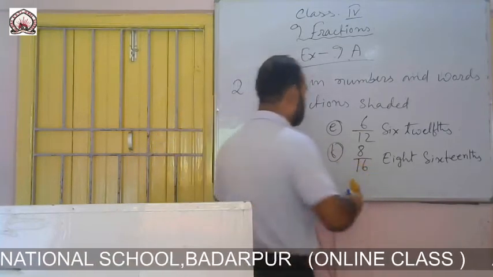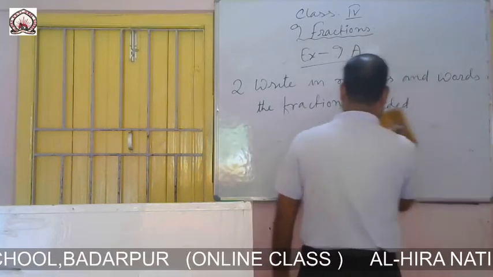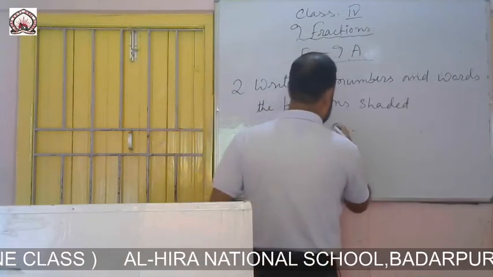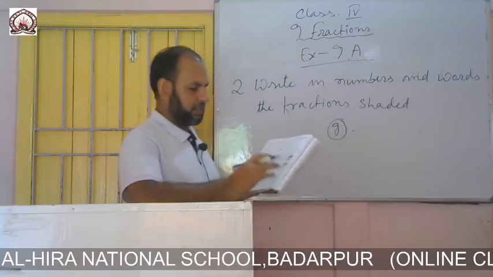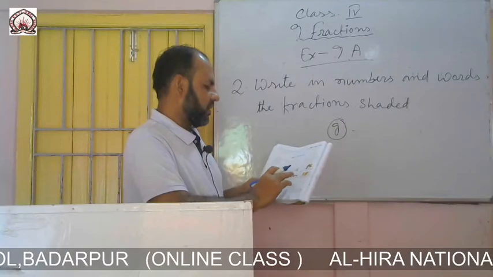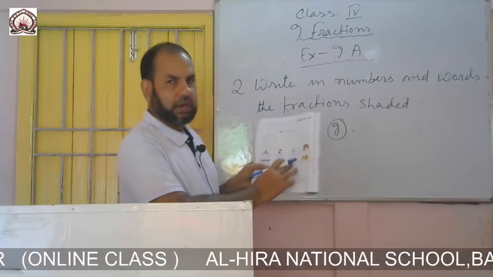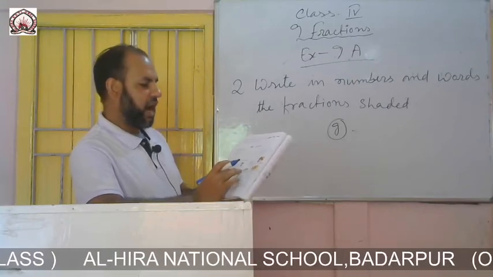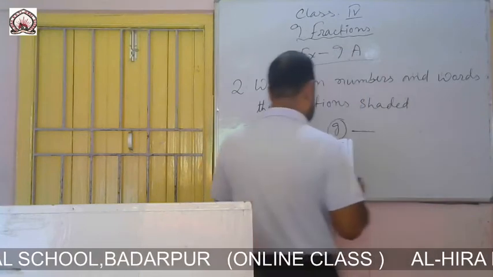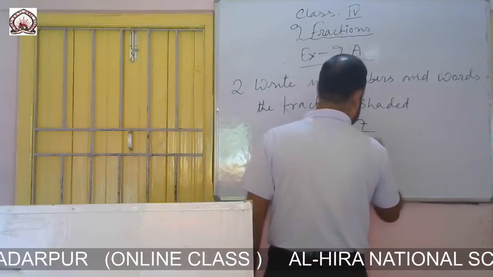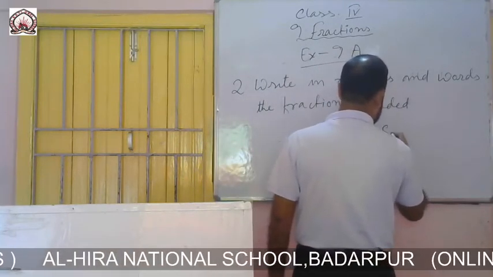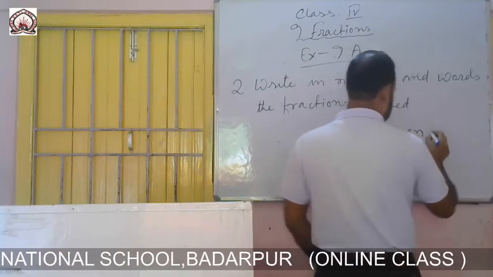Next, question number G. In this picture, the total number of triangles is 14. Out of 14, 7 are colored. So the fraction will be 7 by 14, and in words it is 7 fourteenths.